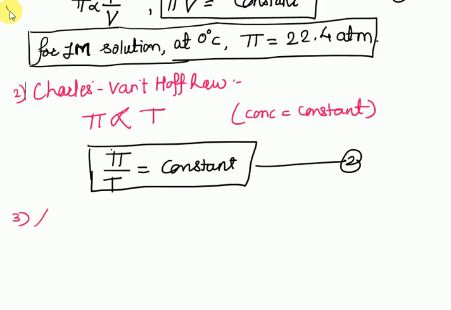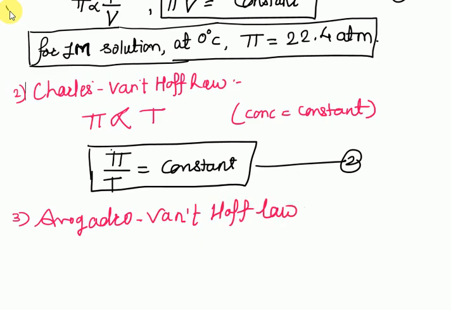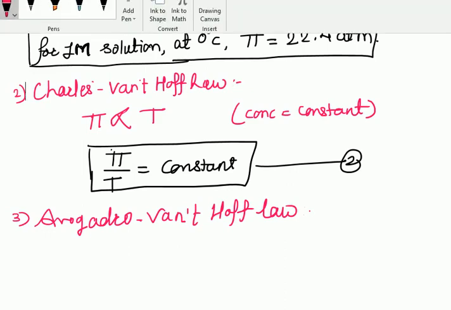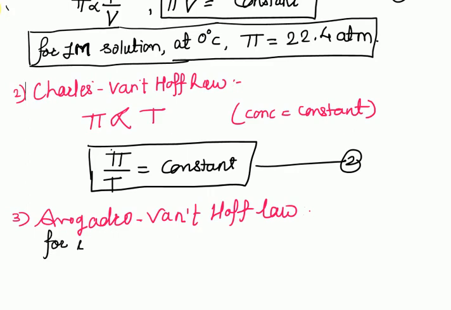Okay. Then the third law is the Avogadro-van't Hoff law. The law states that equal volumes of dilute solutions of different solutes having the same temperature and osmotic pressure, that is, for isotonic solutions, osmotic pressure is proportional to the number of moles of the solute.